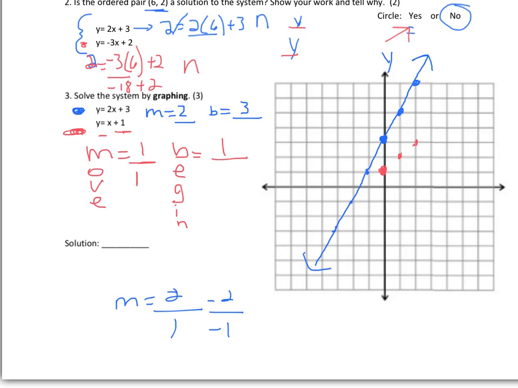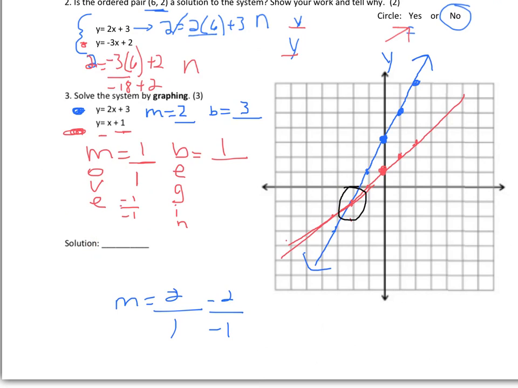Or we could reverse both signs. Negative 1, negative 1. So we could go down 1, back 1, down 1, back 1. And try your very best to get that straight line like that. And remember what the solution is. The solution is that point that both lines have in common. So right there. So to get to that point, we would have to go back 2, down 1.